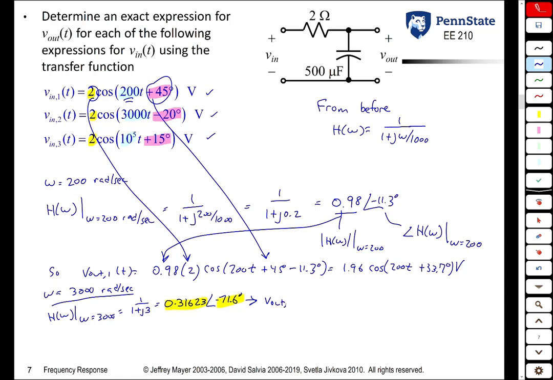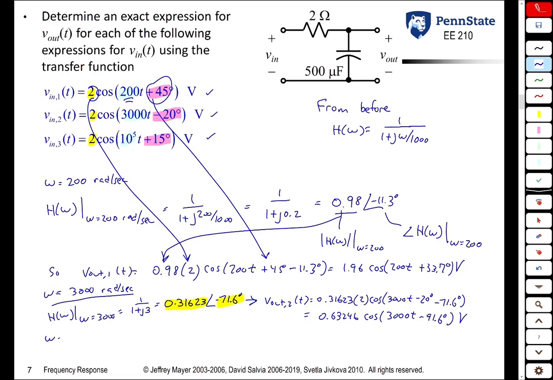So v out sub 2 of t would be what? It would be 0.31623 times 2 times cosine of 3000 t minus 20 degrees minus 71.6 degrees, or 0.63246 cosine of 3000 t minus 91.6 degrees volts.